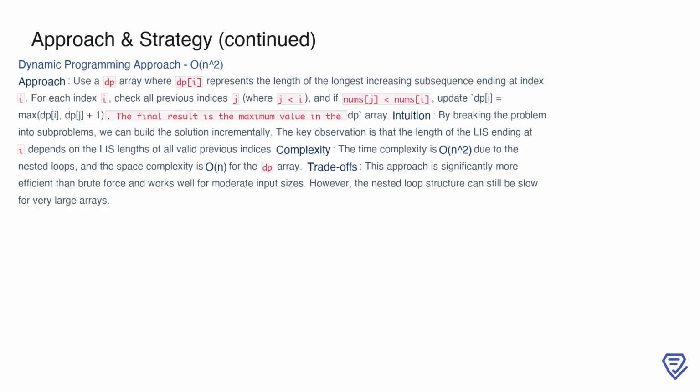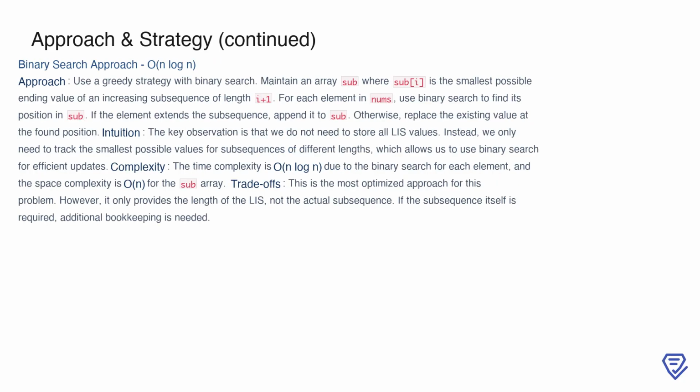While it is significantly faster than brute force, the nested loop structure still makes it less suitable for very large arrays. The most optimized solution uses a binary search approach, achieving a time complexity of O(n log n). This method employs a greedy strategy combined with binary search. We maintain an array called sub, where sub[i] represents the smallest possible ending value of an increasing subsequence of length i plus 1.